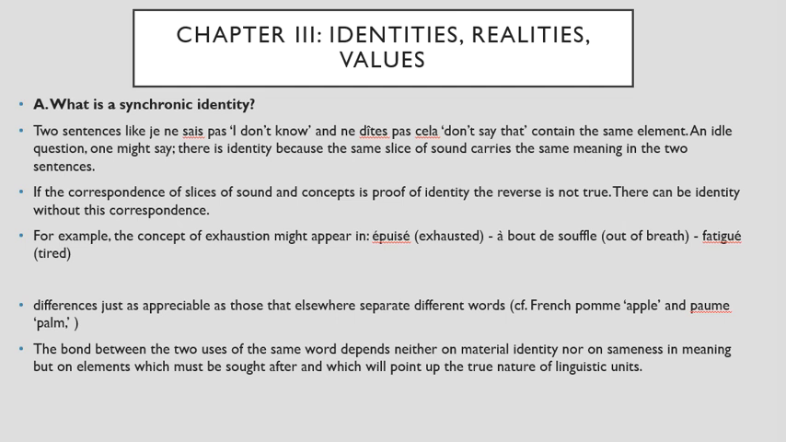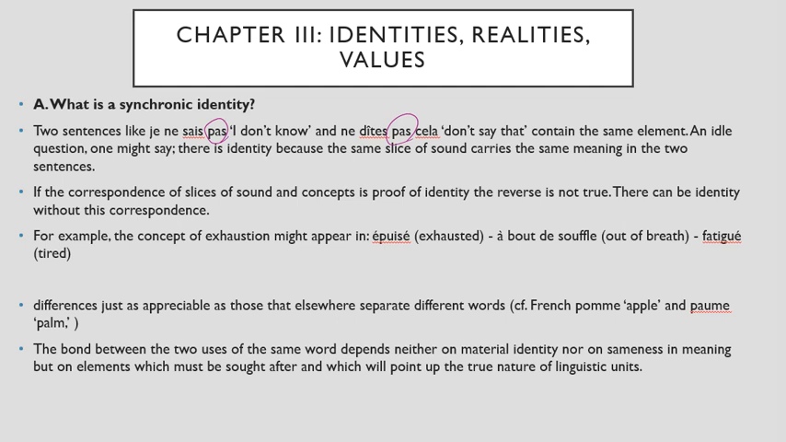Let's say we have two sentences, je ne sais pas, I don't know, and ne dites pas cela, don't say that. They contain the same element pas. So the ideal question, one might say, is that there is identity because the same slice of sound carries the same meaning in the two sentences. So there is identity. That's what identity means. So basically, we can say this is a definition here, identity of the word. Here we have the same sound and same concept, so everything is okay.